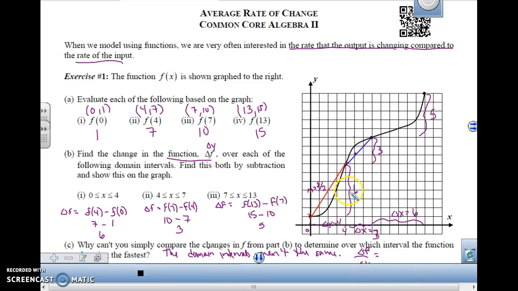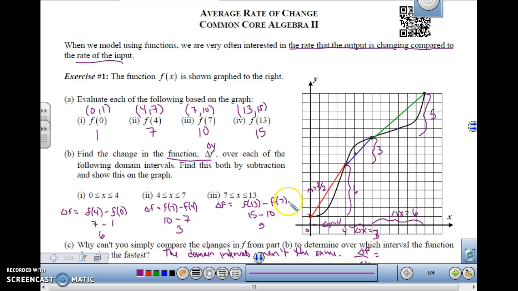And then the last one, going from here to here, let me draw that a little neater, there we go. And it should be 1, 2, 3, 4, 5 up, 1, 2, 3, 4, 5, 6 over. So you can see that each one of these have different slopes.